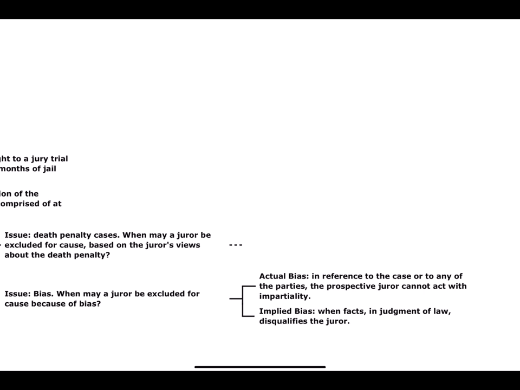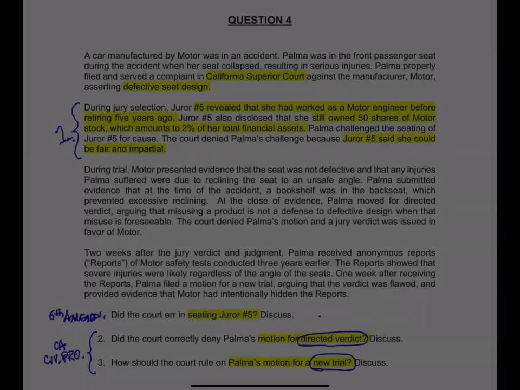If they had told us that this witness still works for Motor, gains her entire income from Motor, then I would argue that there's actual bias. But this is a retired worker who has only 2% of her holdings in Motor stock. So I think we're dealing with implied bias here rather than actual bias. Back to the hypothetical.